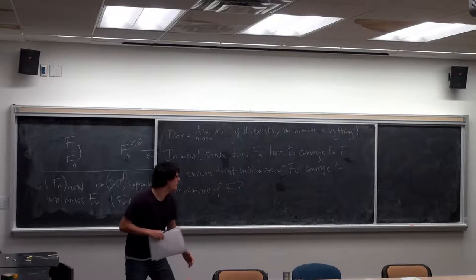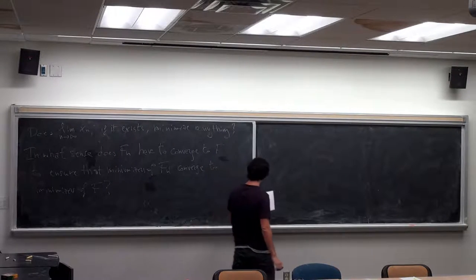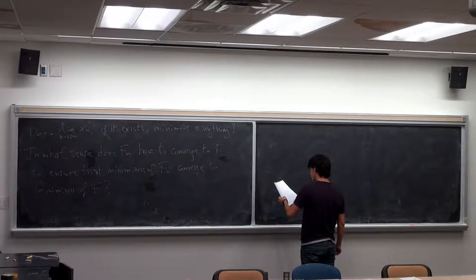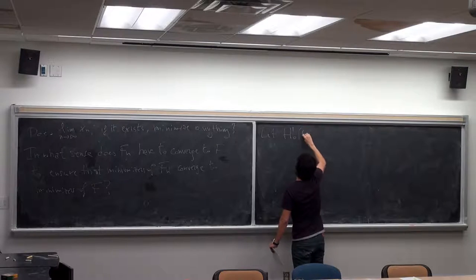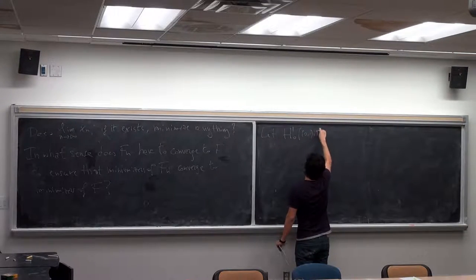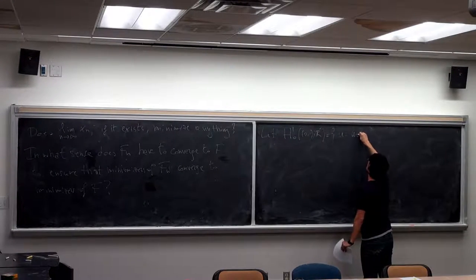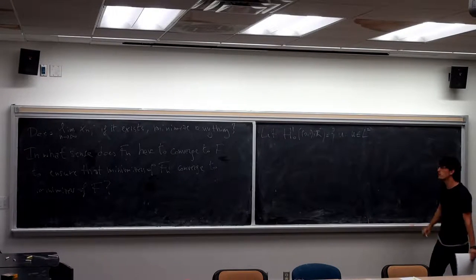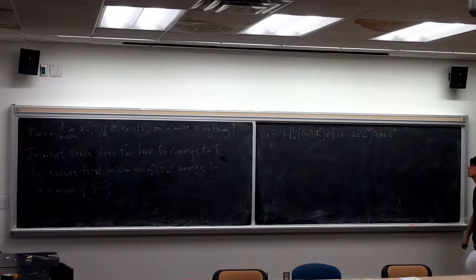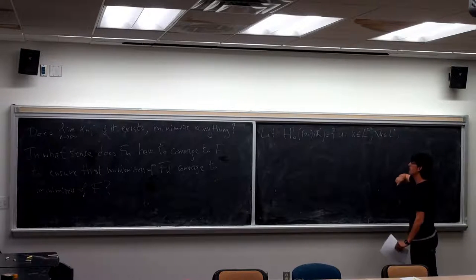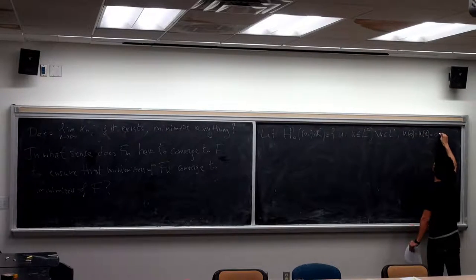Let me show that with an example right now. Let H^1_0(0,1) be the space of functions u such that u squared is integrable, and the norm squared of the gradient of u is also integrable, and we have the boundary conditions that u at 0 is equal to u at 1, which is 0.